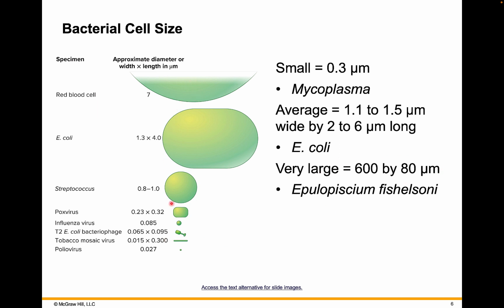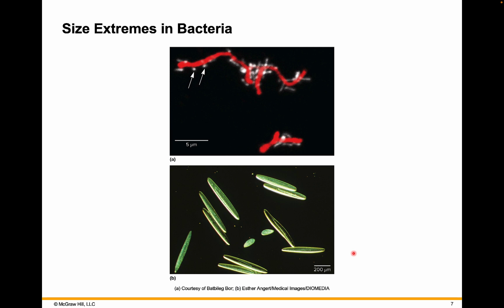This is just an overview: this is an E. coli, this is a streptococcus, and see that these are the different viruses compared to a red blood cell. So just an overview of the bacterial comparison size-wise. Other than that, much detail is not necessary.